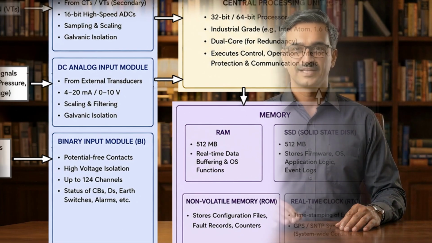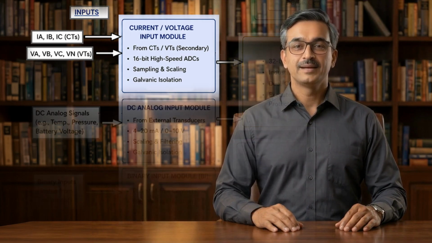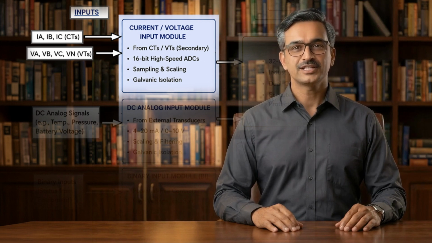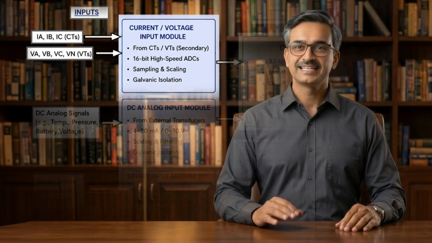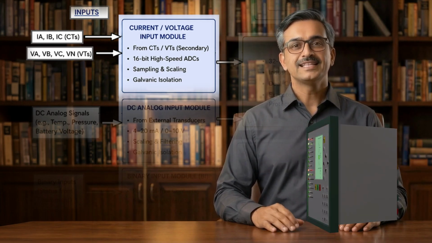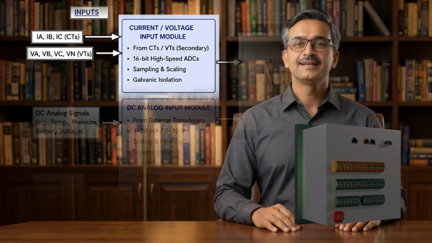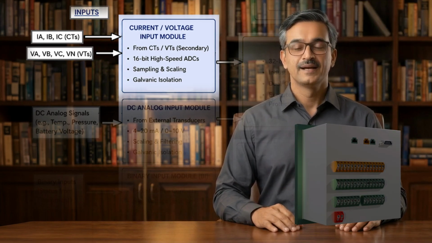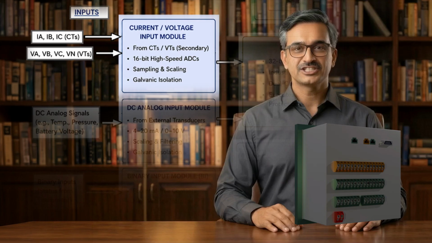Now let's talk about inputs, how the BCU sees what is happening in the substation. First, the analog input module interfaces with voltage transformers, VTs, and current transformers, CTs. The BCU accepts secondary currents and voltages directly from these transformers and then uses 16-bit high-frequency analog-to-digital converters, ADCs, to sample the incoming signals digitally.